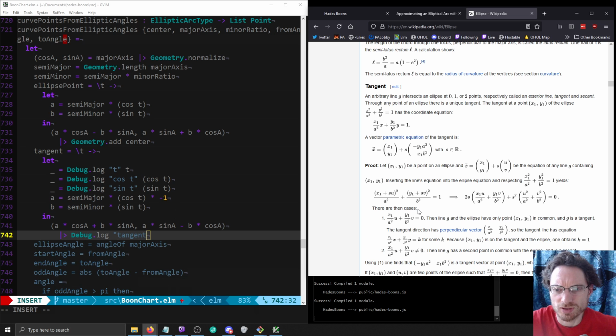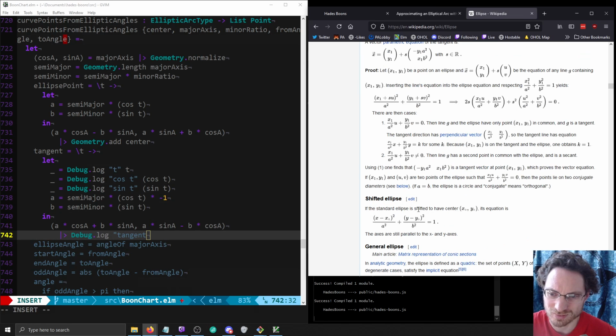To the ellipse equation and respecting x1 plus su, so that's x squared. You see, this doesn't have any sine or cos in it. Of course, these are equations. They're not necessarily... is a tangent vector at point xy.